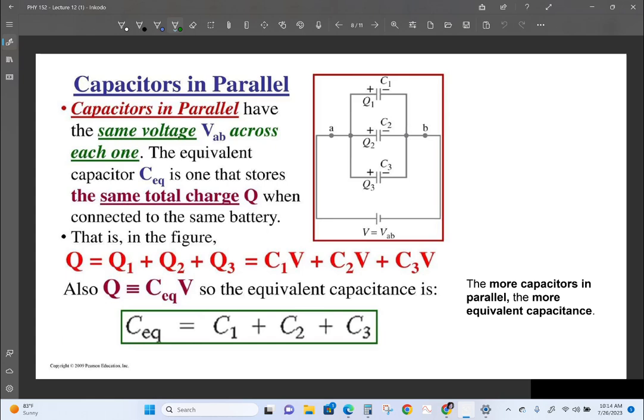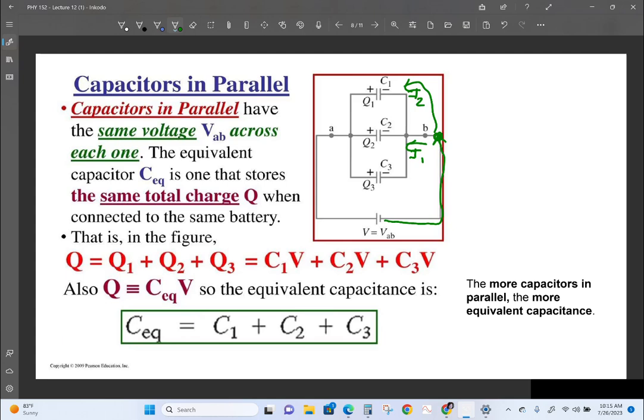Now, if you have capacitors in parallel, that's a little different. So what does that mean? If we look at this, here's my battery, it's positive. The current is going to get here, and when it gets to this junction, some of the current is going to go into here, and some of the current is going to go into here. There are two different currents going in, two different paths.